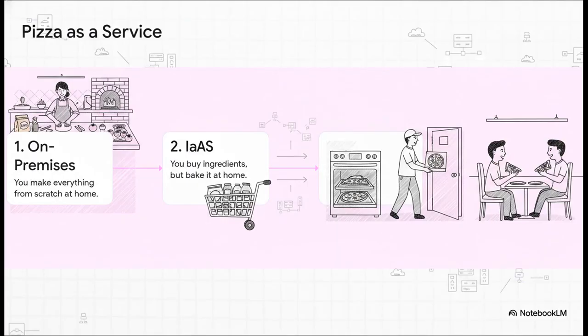Now, to really get the different types of cloud services, we're going to use my favorite analogy: pizza as a service. It makes everything super clear. Let's start with on-premises. This is like making pizza at home from scratch. You buy the flour, make the dough, chop the toppings, you do everything.